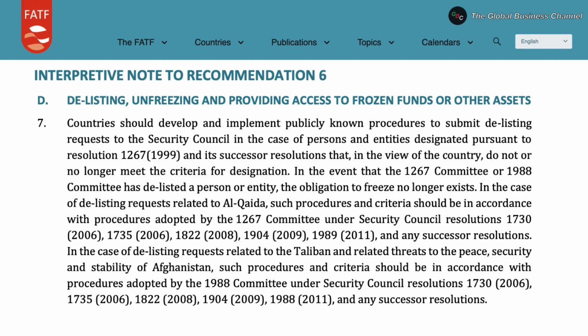For Al-Qaeda-related delisting requests, the procedures must follow the guidelines set by the 1267 committee under various UN Security Council resolutions. For Taliban-related delisting, the procedures must align with those of the 1988 committee under similar resolutions, which include UNSC resolutions 1730 of the year 2006, 1735 of the year 2006, 1822 of the year 2008, 1904 of the year 2009, 1988 of the year 2011, and any successor UN resolutions.